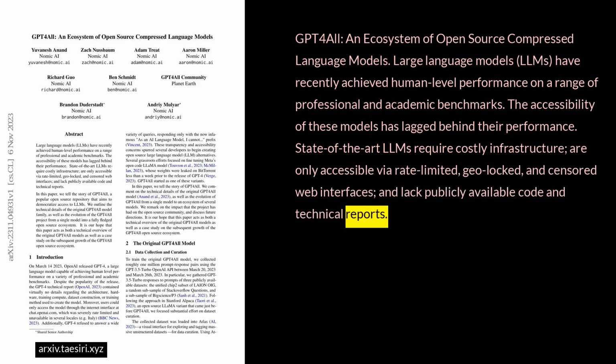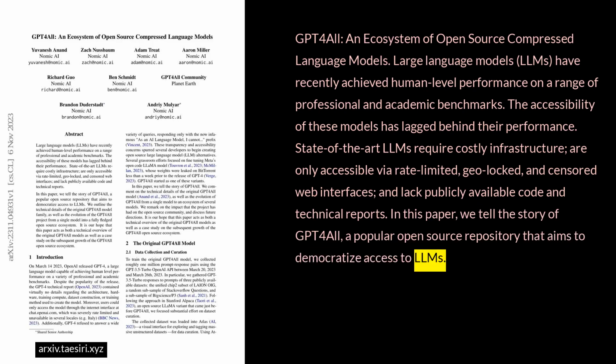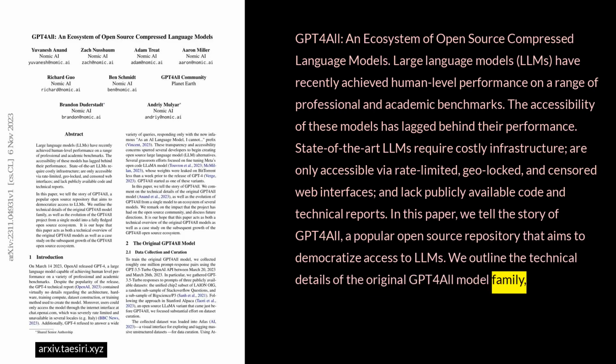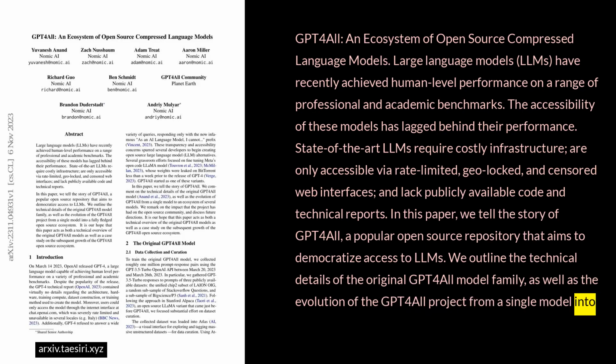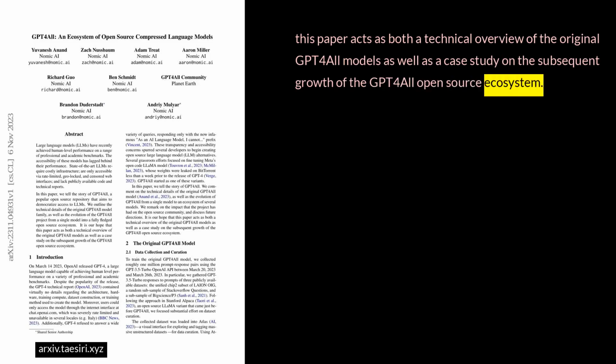In this paper, we tell the story of GPT4All, a popular open-source repository that aims to democratize access to LLMs. We outline the technical details of the original GPT4All model family, as well as the evolution of the GPT4All project from a single model into a fully fledged open-source ecosystem. It is our hope that this paper acts as both a technical overview of the original GPT4All models, as well as a case study on the subsequent growth of the GPT4All open-source ecosystem.